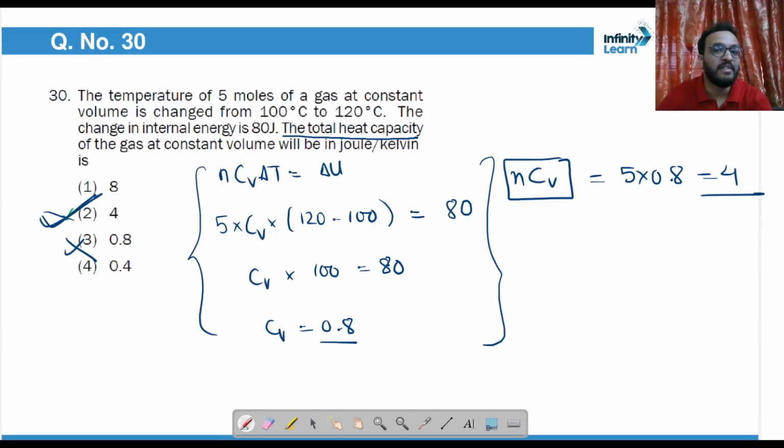They have not said joule per mole per Kelvin. Have they given that? They have just given joule per Kelvin. They are not saying joule per mole per Kelvin. Then it would have been specific heat capacity, specific molar heat capacity. But they are just asking total heat capacity. That means they are asking nCV.